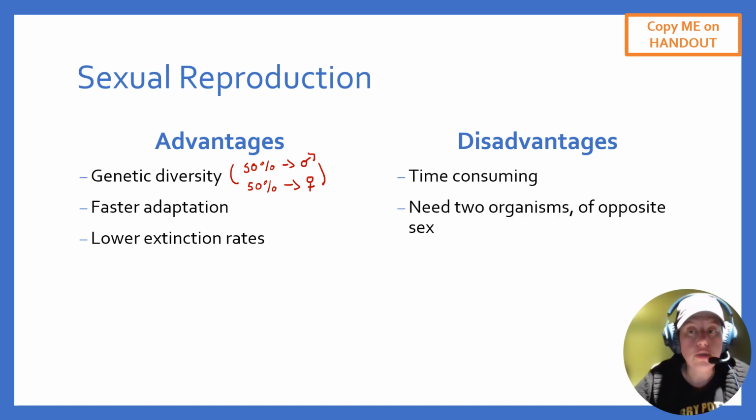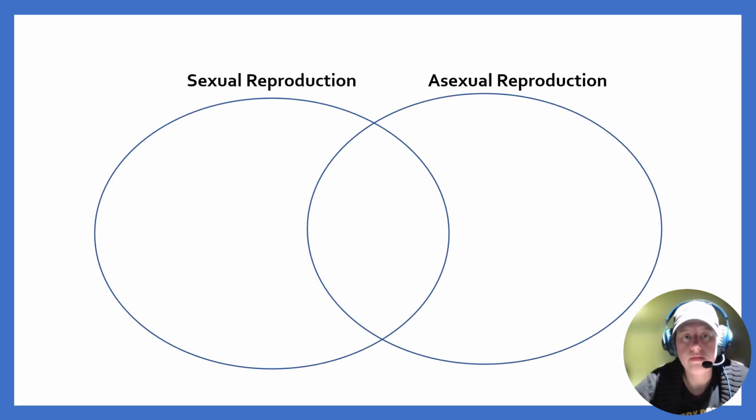And you need two organisms of the opposite sex. So that means if you have a species that is at risk of going extinct and the last female dies and the only living organisms that you have left of that species are male, or vice versa, they cannot reproduce because you need, again, genetic information from the male cell and the female cell.